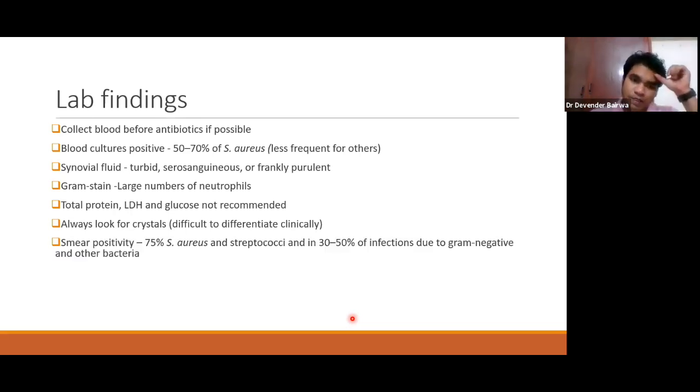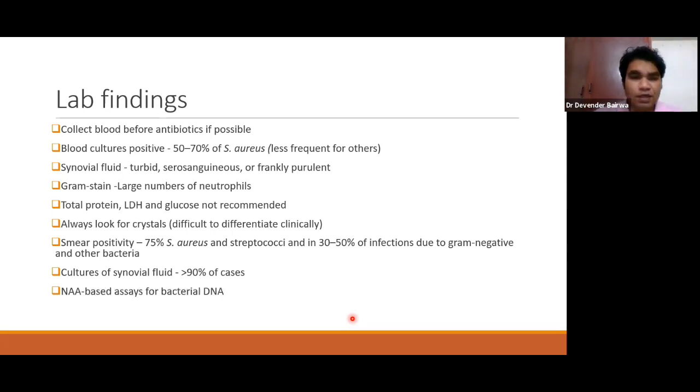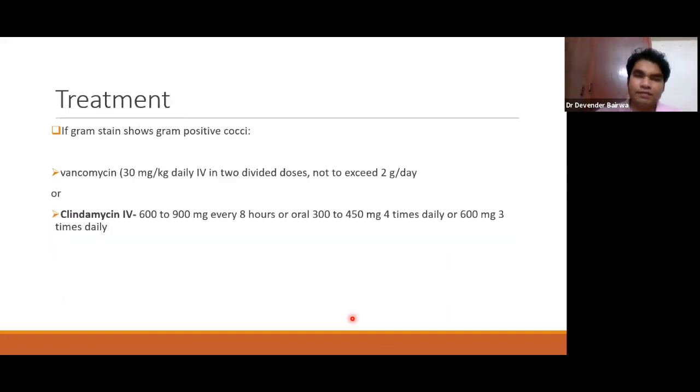Then if you go for smear positivity, in 75% of people with Staph aureus and streptococci, the smear itself can show the presence of organisms. And in gram-negative bacteria, the rate is 50%. And then you should do culture. Culture is generally positive in more than 90% of cases, except gonococcal patients. In some cases, like when suspecting gonococci in the first phase, you can go with nucleic acid amplification based assays for bacterial DNA. So all these tests can be done in case of septic arthritis. As far as treatment is concerned, treatment will depend on what you have found on your smear or culture.